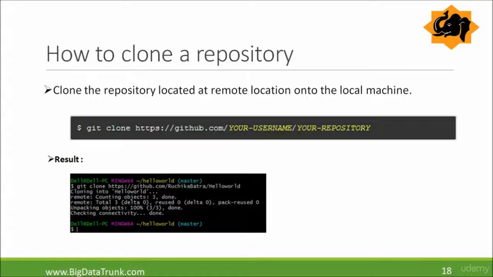Now we'll talk about how to clone a repository located at a remote location onto the local machine. From that remote location, I want to clone that repository to my machine. So what will I do? I will type this command, git clone, and simply copy this link from the GitHub site and press enter. So you can see something like this happening. It will be cloning into hello world from the remote machine to the local machine. So this is how we are going to create a repository and clone a repository.